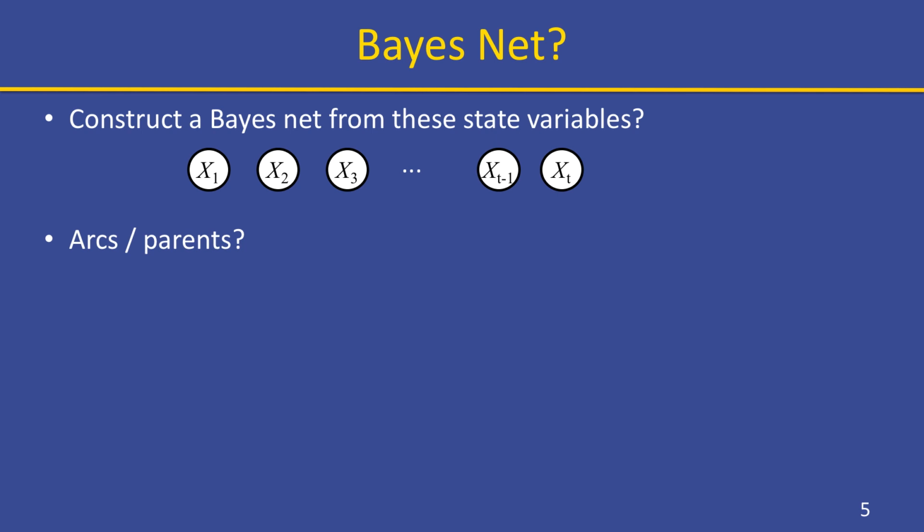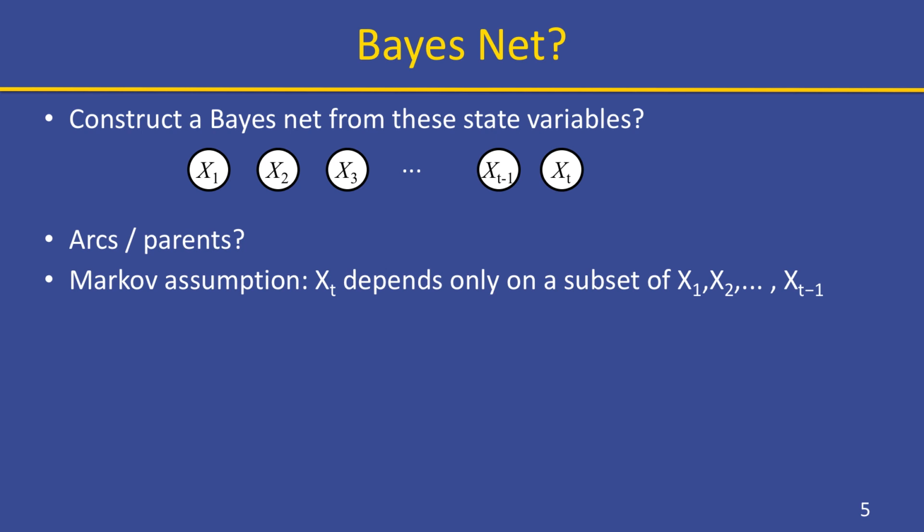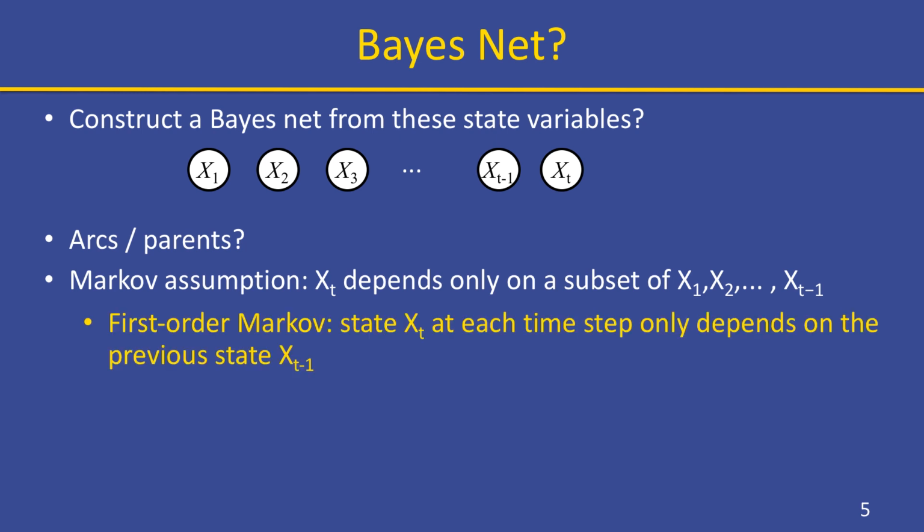Luckily, we can always make assumptions to simplify our models. So the Markov assumption is the assumption that xt depends only on a subset of its predecessors. The first order Markov assumption goes even further. We assume that state xt only depends on the previous state xt minus 1. So xt is independent of x1, x2 up to x of t minus 2 given xt minus 1.